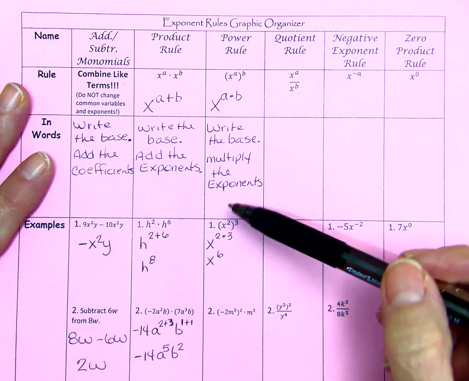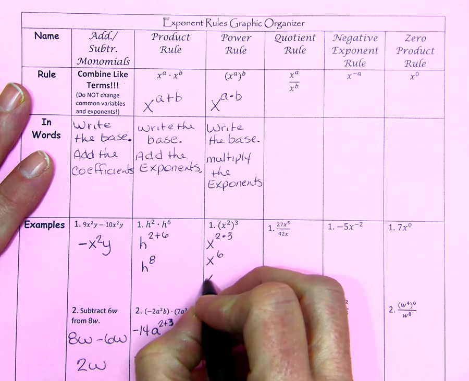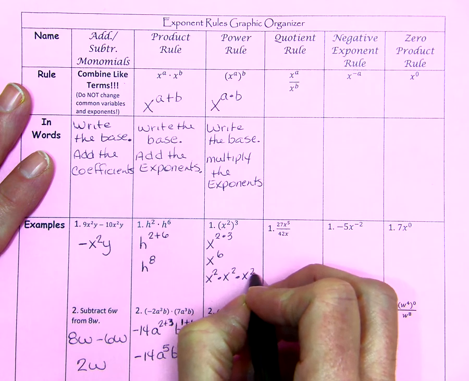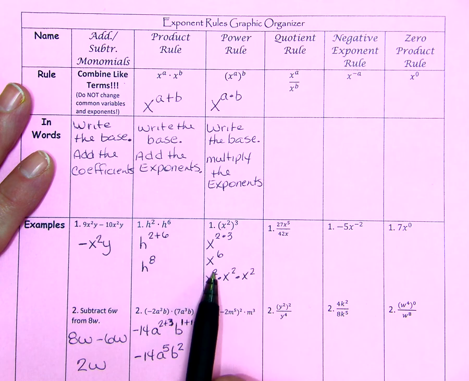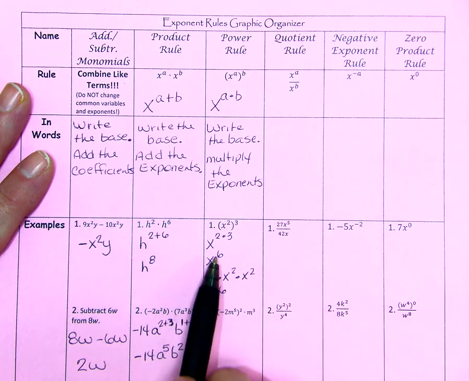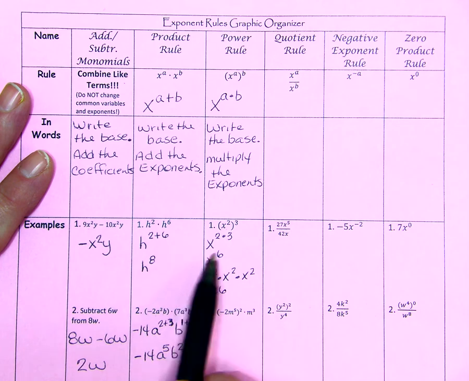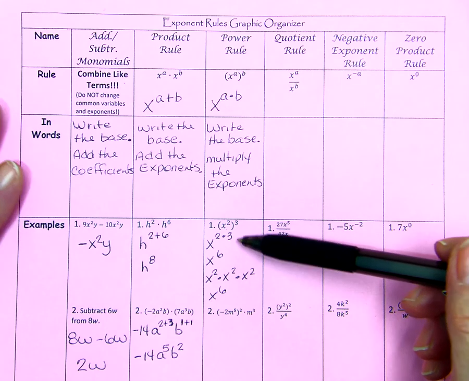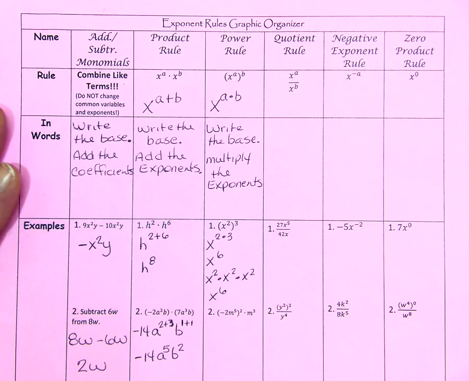So to show you what that really means, we have x squared being multiplied by itself 3 times. So we have x squared times x squared times x squared. Well, whenever we have like bases being multiplied, we add their exponents. 2 plus 2 is 4, plus 2 more is 6. So even if you expand this and put it into the product rule, you'll still come out with x to the 6th power. The power rule is a shortcut. Instead of having to write all of that out and applying the product rule, we can just apply the power rule.